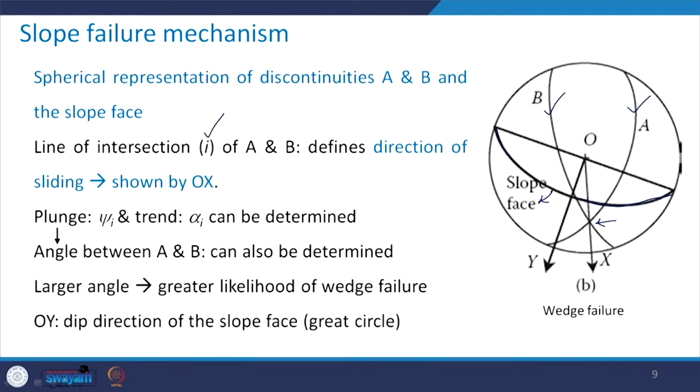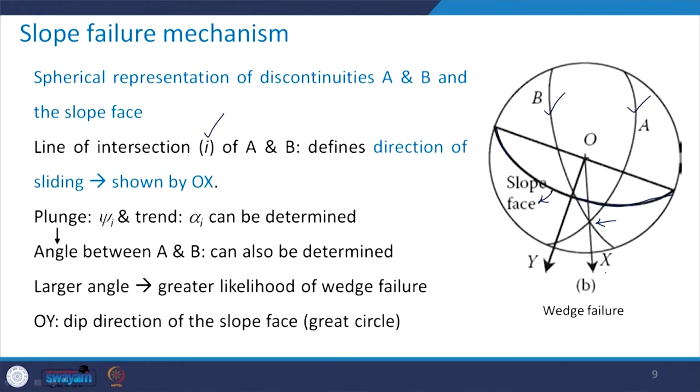Now, this vector OX, in this direction, will define the direction of sliding. That means whatever rock mass is in between that wedge will slide along this vector or this line OX. Now, the plunge and trend of this line, how can we determine that? You can determine the plunge in this manner, from the extreme point to this point, whatever this angle is, you are going to get as psi I.